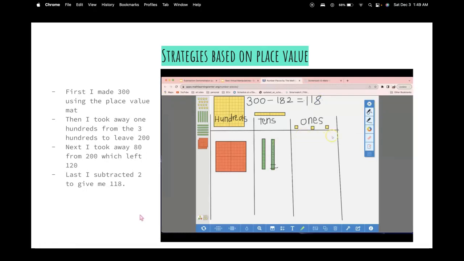And this is represented after the drawings like this: 118, 1 hundred, 1 ten stick, and 8 ones. 1, 2, 3, 4, 5, 6, 7, 8. 118.